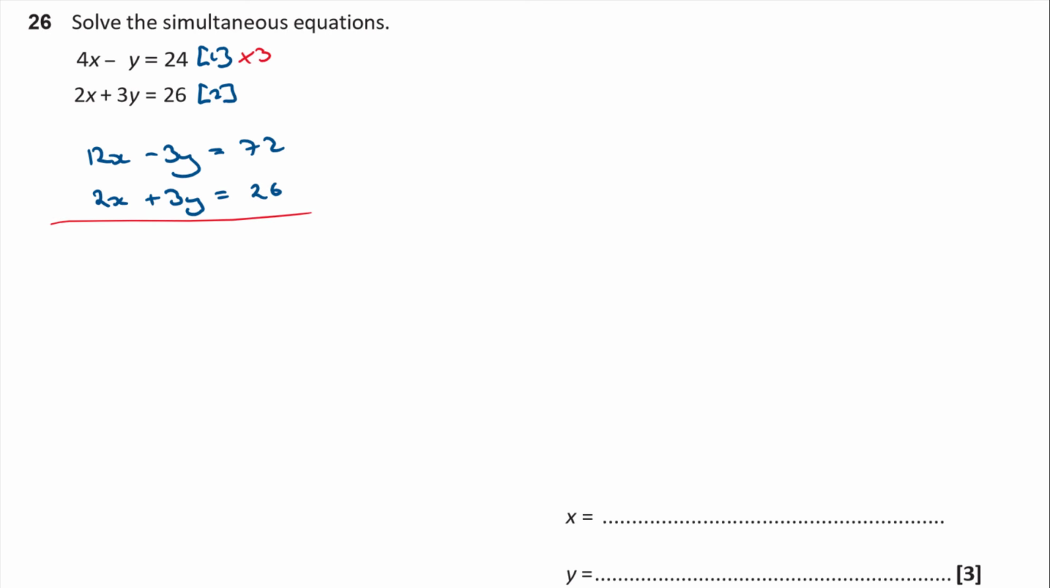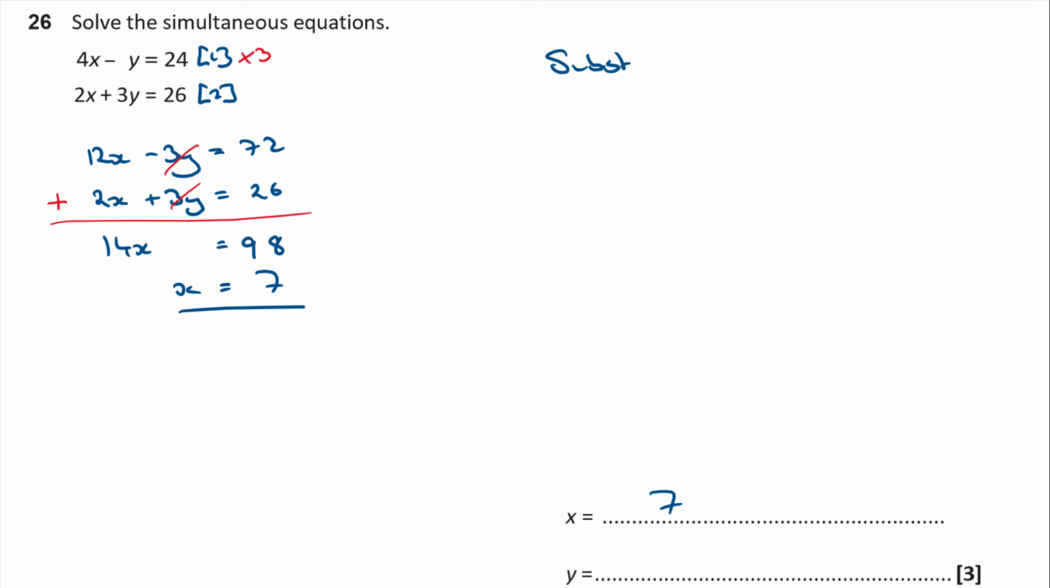Now notice the signs are different for the minus 3y and the plus 3y. So if I add these two equations together, then those two will just cancel each other out, won't they? The negative 1 plus the positive 1 will give you back down to 0. So 12x and 2x is 14x, and 72 and 26, well, that adds up to 98. So I've got 14x is 98, so x then is going to be 98 divided by 14, and according to my calculator, that comes to 7. So x is 7.